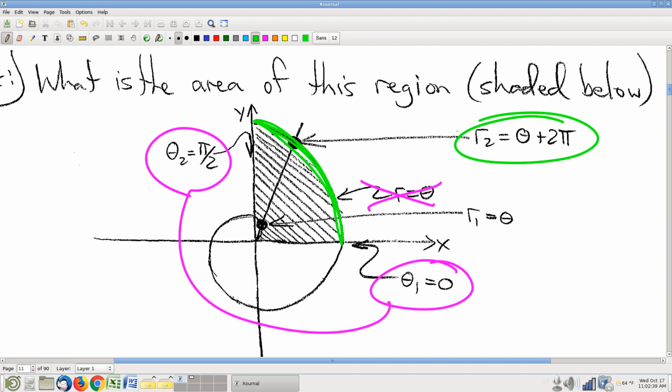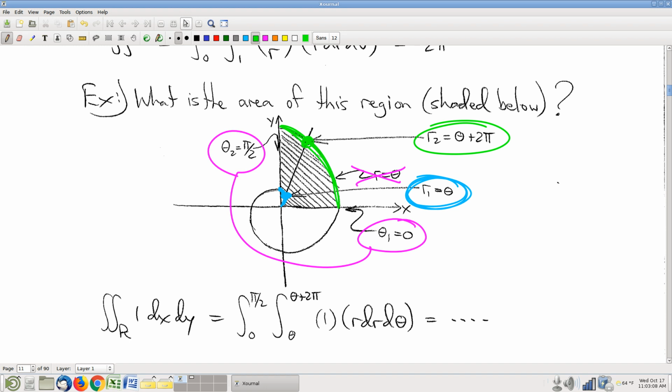It would have been r equals theta had we let theta go around an extra full turn, but we didn't. So that's r equals theta plus 2 pi. This little thing here is r equals theta. So for a given value of theta, we go from the blue curve to the green curve, and the integral then has r going from theta to theta plus 2 pi. So anyway, a little tricky, a little weird example.